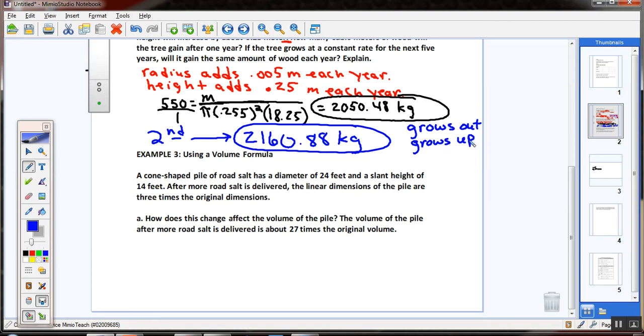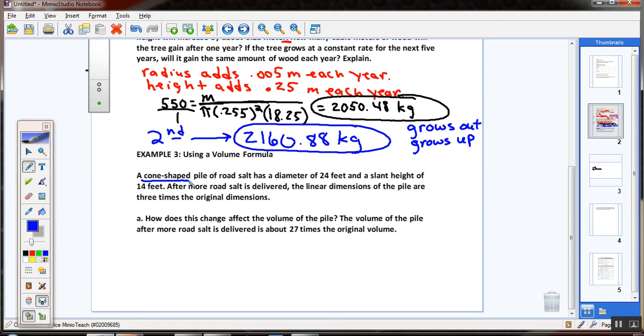All right, this is another tough problem. One more example, and then I'm going to let you get working on a few things here. Let's talk. Using a volume formula, what type of shape are we working with here, kids? A cone-shaped pile of road salt has a diameter of 24 feet and a slant height of 14 feet. After more road salt is delivered, the linear dimensions of the pile are 3 times the original dimensions. Okay? It says, how does this affect the volume of the pile?